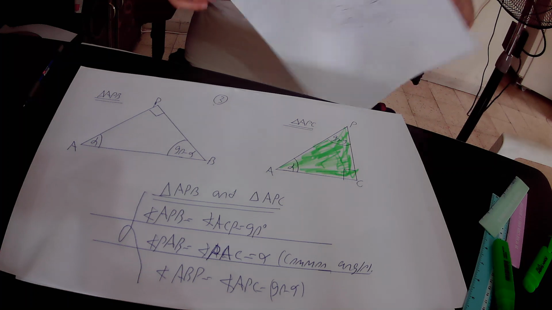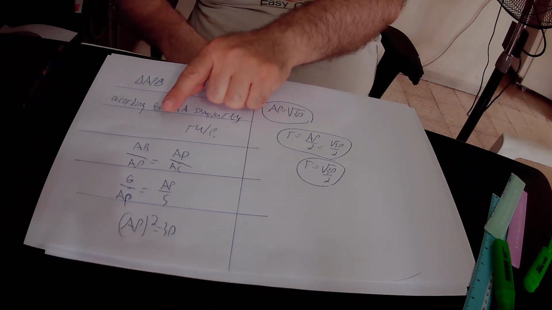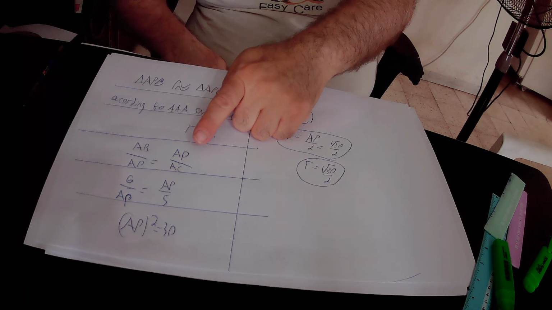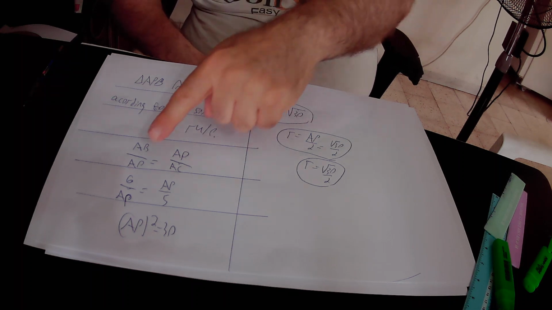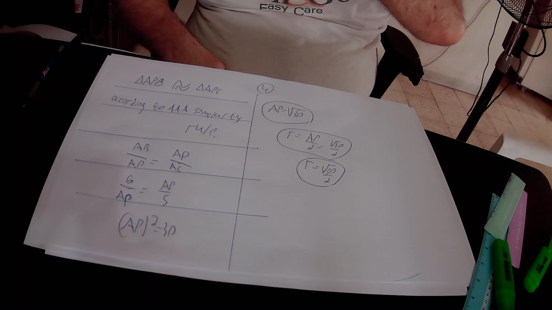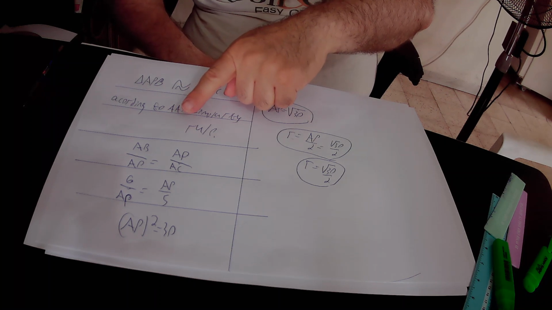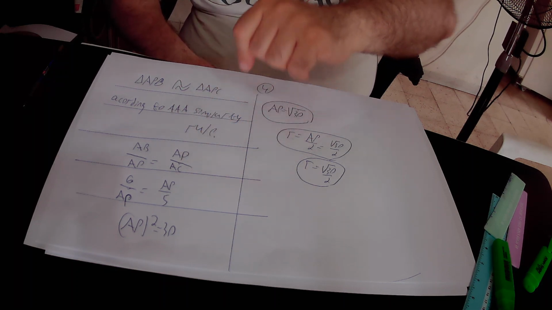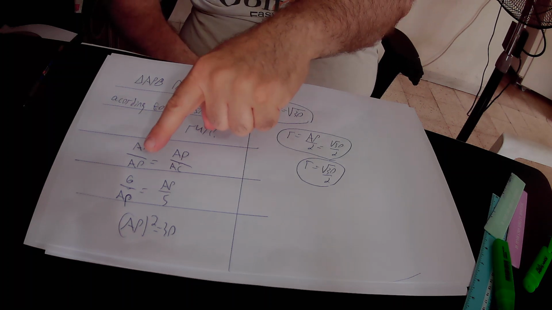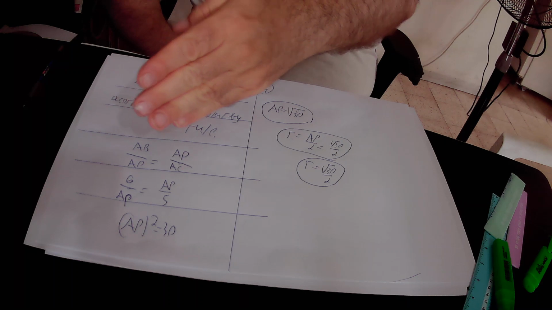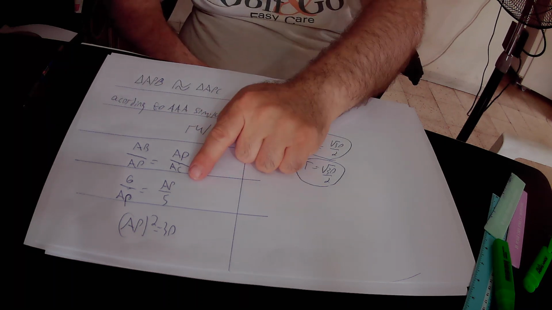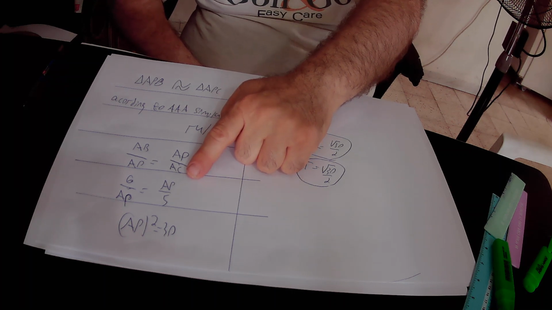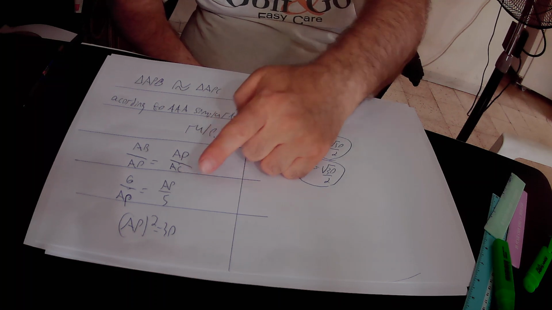AB is 6, AC is 5. Therefore, this equation becomes 6 over AP equals AP over 5. We just substitute AB by 6 and AC by 5 and find that 6 over AP equals AP over 5. By cross-multiplying this equation, we find that 5 times 6 is 30. So 30 equals AP times AP, that is AP squared.